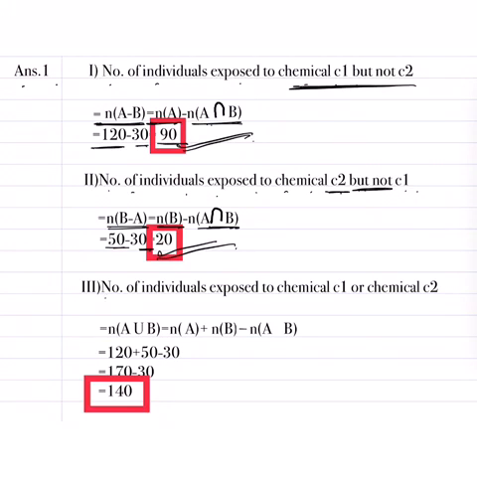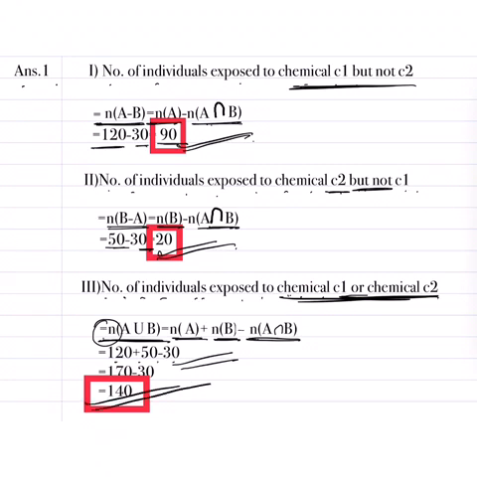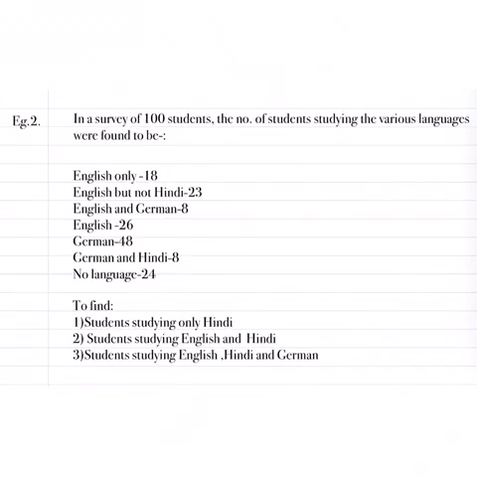Then the third part says that we need to find the number of individuals who are exposed to chemical C1 or chemical C2. So which means that we need to find the number of elements in A union B. And as we learned the formula, it's the number of elements in A plus the number of elements in B minus n(A intersection B). And this is equal to 120 plus 50 minus 30, or we could say 140 individuals who are exposed. Then I have the second question.